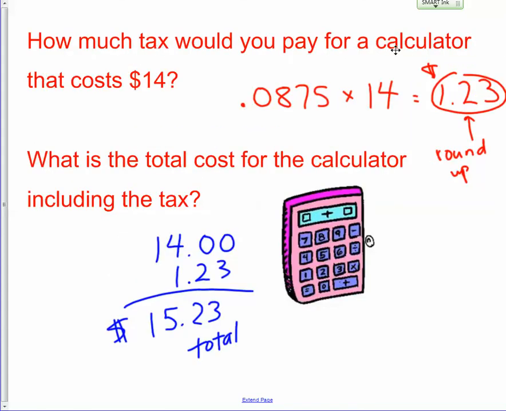So then I said, how much tax would you pay for a calculator that costs $14? So remember, as a decimal, because I'm not paying for something that's $100, so it's not $100 plus 8.75. I'm only paying for something that's $14. So my decimal value tells me what it is for each $1. So it's $0.0875 for tax times $14, which is $1.23, and I'm going to round up. The store's going to round up because they're going to make me pay that fraction of a cent. And then I have to add the tax to the price of the calculator. So it'd be $15.23.